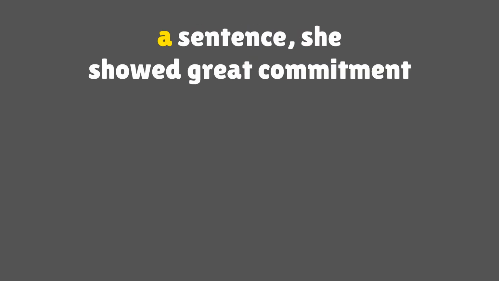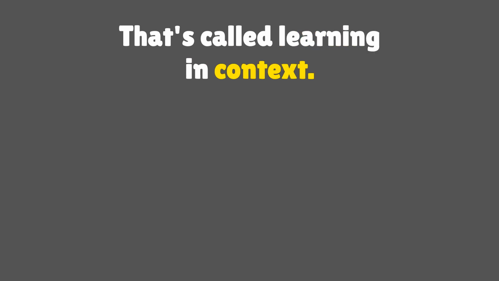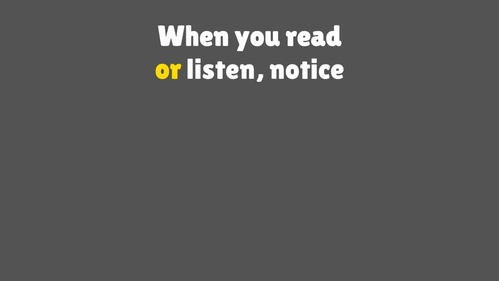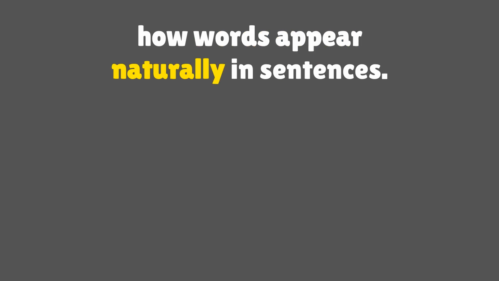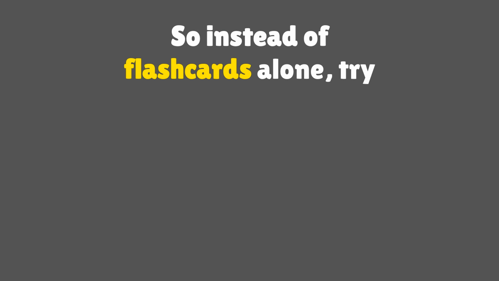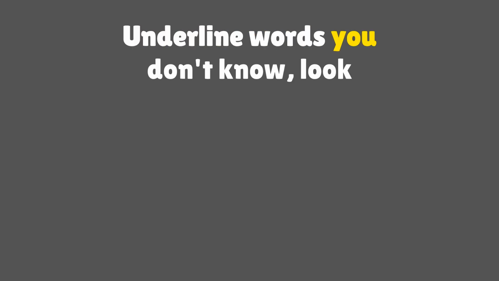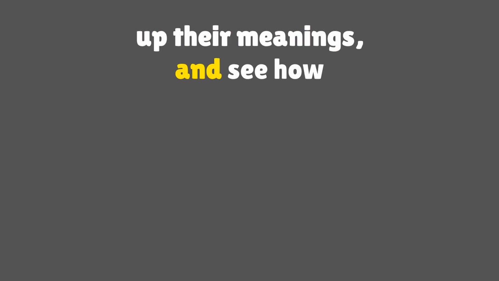But if you see it in a sentence, "She showed great commitment to her work," you understand the real meaning and how it's used. That's called learning in context. When you read or listen, notice how words appear naturally in sentences. That's how your brain remembers them long term. So instead of flashcards alone, try reading short articles, stories, or dialogues. Underline words you don't know, look up their meanings, and see how they connect with the message.